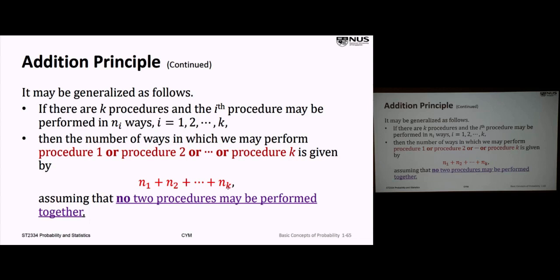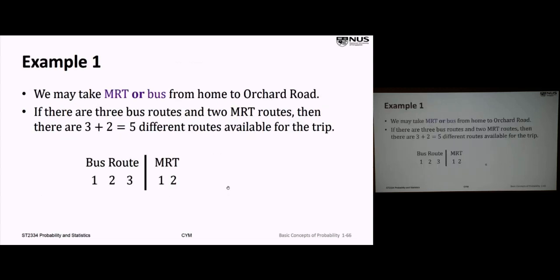Okay, let's see an example. It's actually hard to envisage an example where this may be happening, but here's one. Again, it's a kind of murky example, but anyway. You can take, for example, the MRT or the bus. You can't take them both. Apparently, of course you can, but let's suppose you're loyal to one or the other. I'm either going to take the MRT and stick with it, or I'm going to take the bus and stick with it, and I want to go from where I live to Orchard Road. We're told there are 3 bus routes and 2 MRT routes. Then what's the total number of routes that I could take?